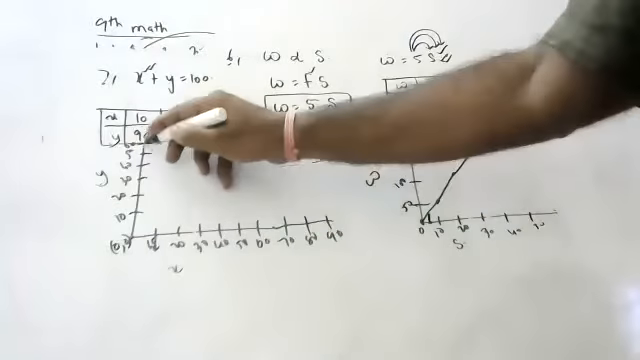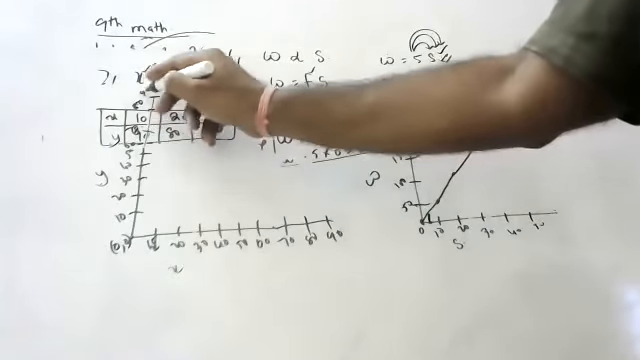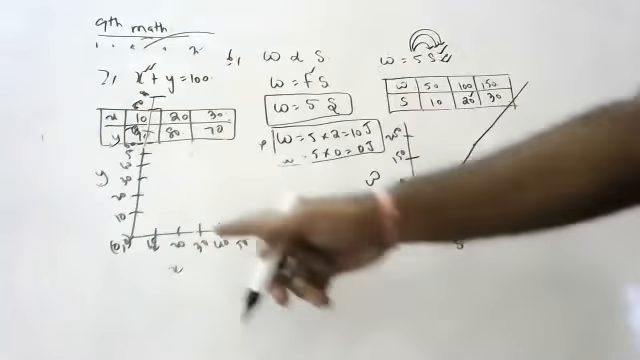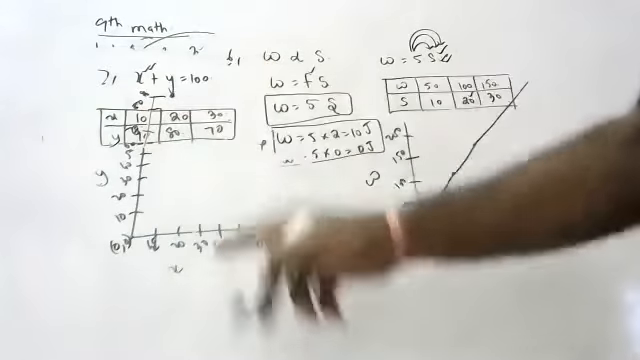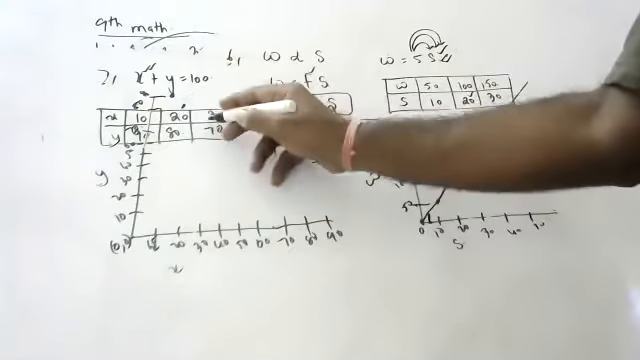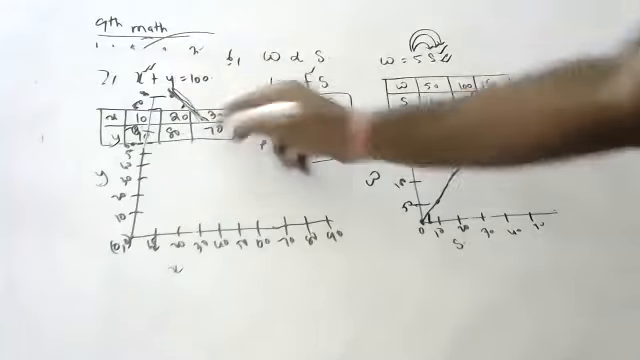Don't worry, children. I'm drawing up 70, 80, 90. Don't get confused, children. So 10 comma 90. First one is 10 comma 90. Second one is 20 comma 80. Third one is 30 comma 70. It's going like this. You have to draw the graph like this and you have to show.